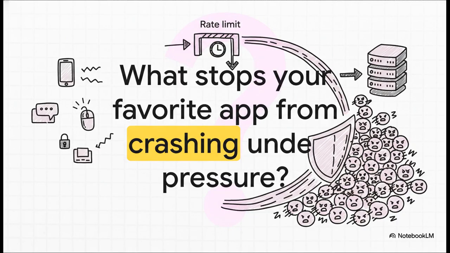Seriously, think about it. Every single post, every message, every login, that's a request hitting a server. So what happens when millions of people, or hey, even just one nasty bot, try to do that all at once? What's the defense? Well, you guessed it, it's a well-designed rate limiter.